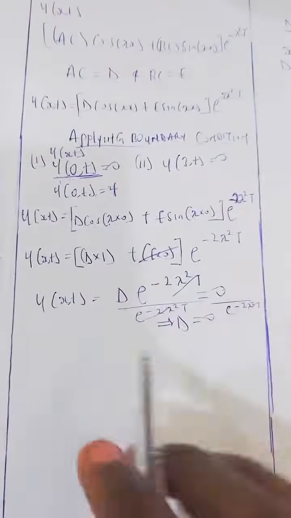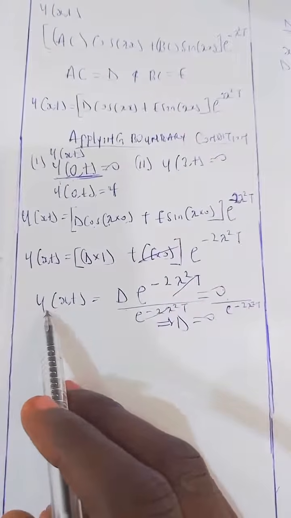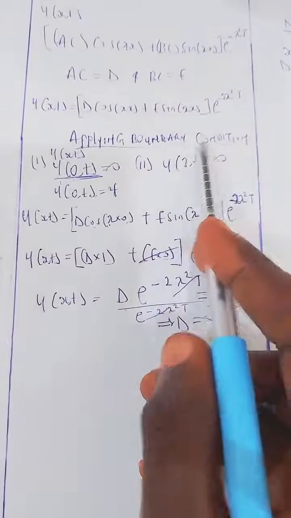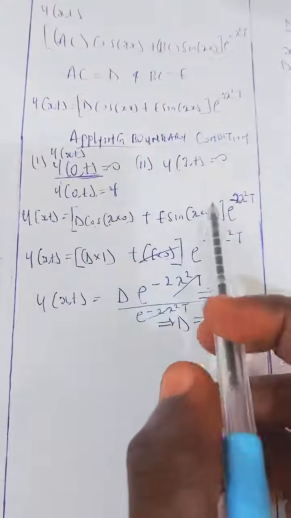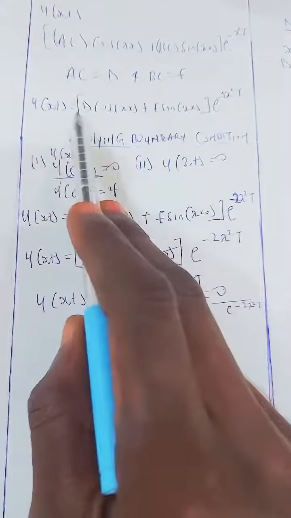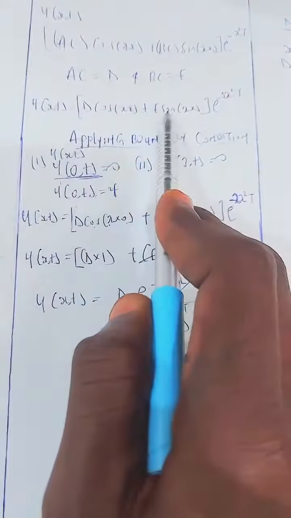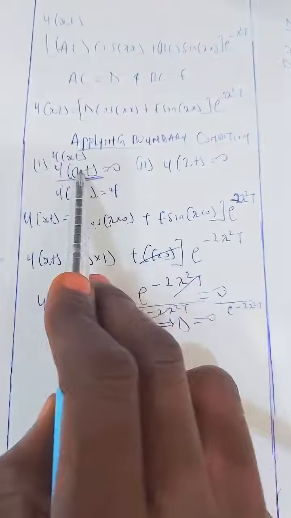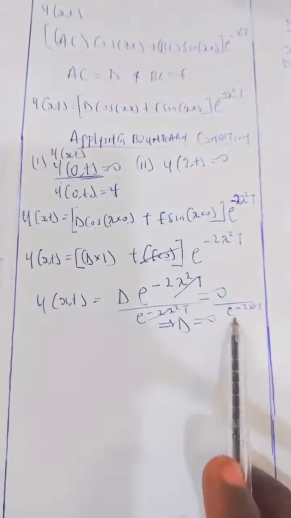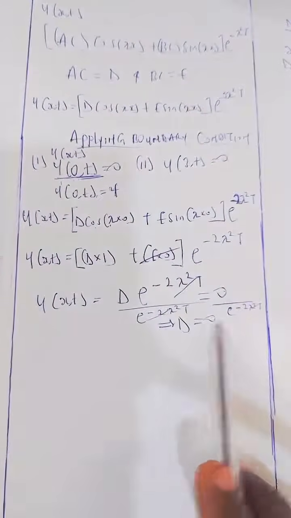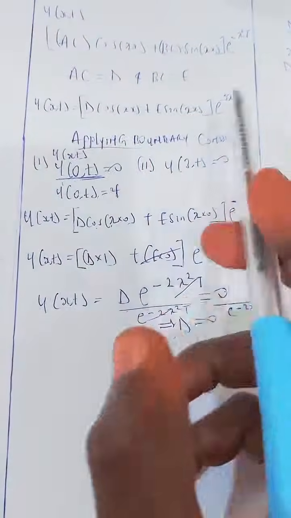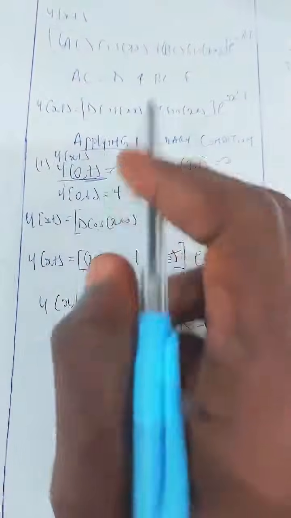You have d to be what? 0. And we've said previously that the idea of boundary condition is that I want to know the constants involved. So if this is my constant, I want to know the value of d and I want to know the value of e. Since from the first boundary condition I've gotten d to be 0, substitute the value of d you've gotten back into the general wave equation. Meaning anywhere you see d, substitute 0.